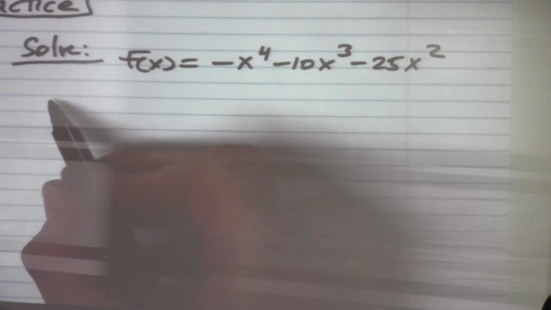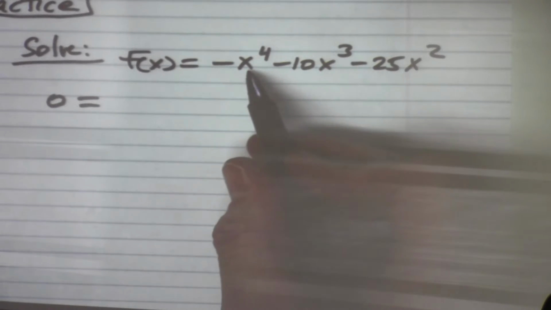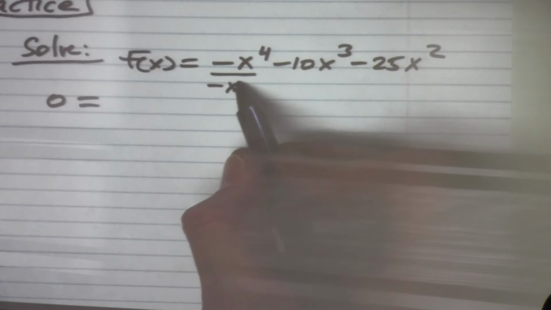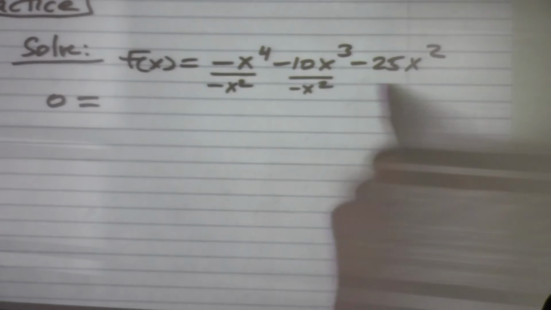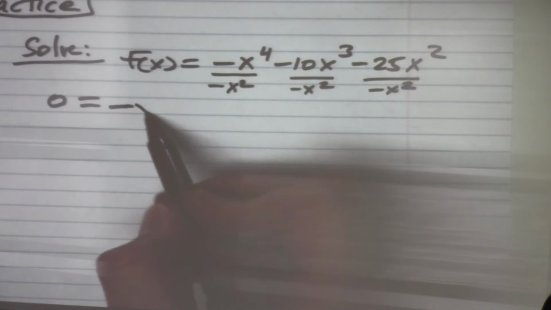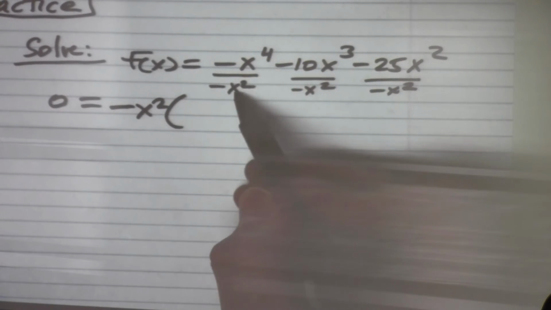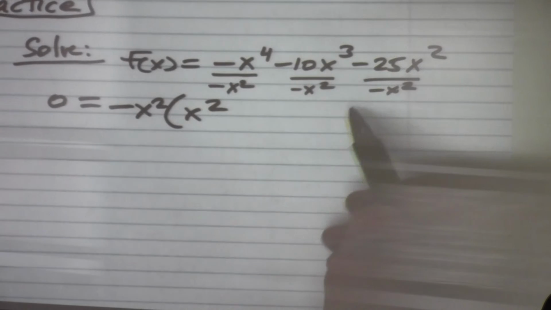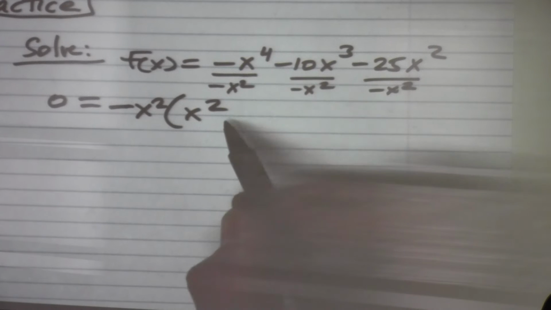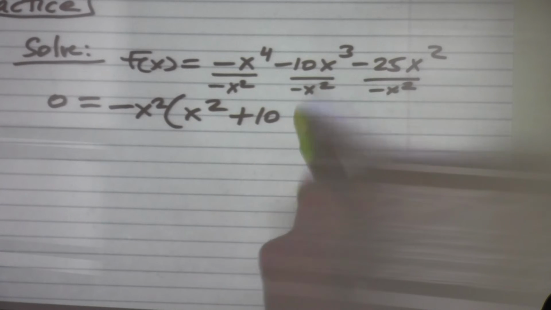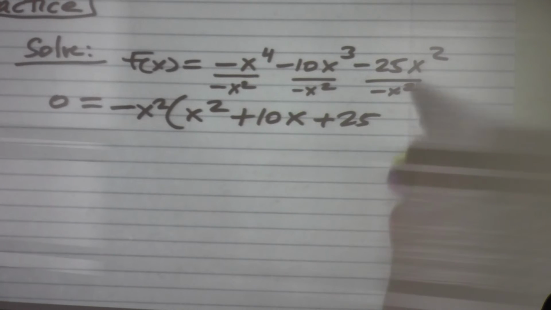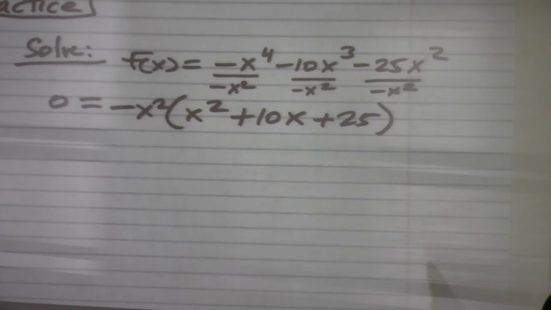So I want to know the zeros, so I'll make it 0 equals, and it looks to me like I can take a common factor here of -x squared. So the negative, well, I'll put this on the outside. The negatives cancel and 2 x's cancel, so I have an x squared. The negatives cancel and 2 from one of these, so I get a positive 10, and there's only 1 x left over. Here the negatives cancel to make it 25, and the x squareds go away as well.